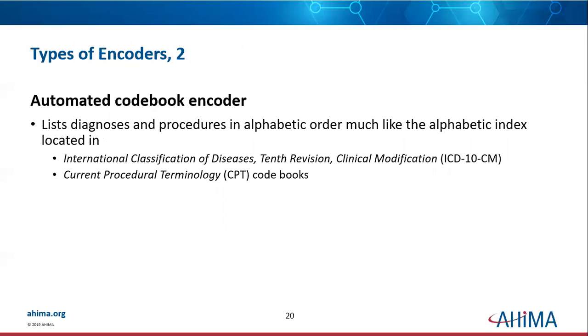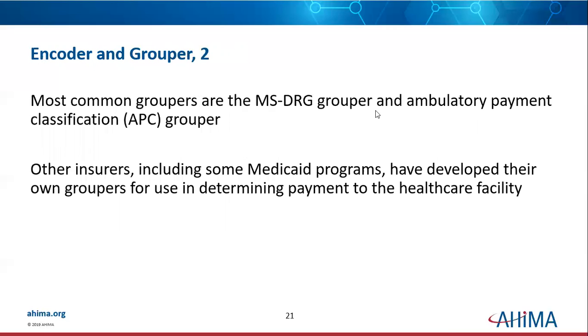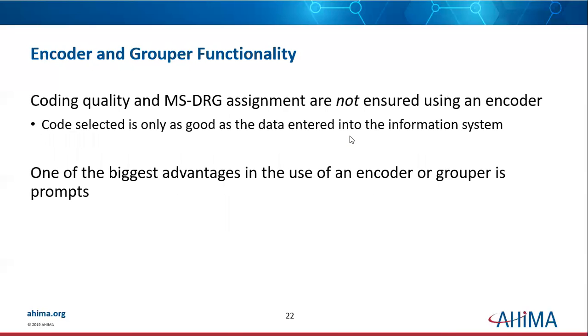What we call the automated cookbook encoder lists diagnoses and procedures in alphabetic order, much like an alphabetic index. And of course, this is based on what? ICD-10 and then CPT. Your most common groupers are the MSDRG grouper, and this is not the private name of the vendor, but these are the types only. And then of course, for your ambulatory patient classification systems, APC. Other insurers include Medicaid groupers, which have been developed in determining payment for healthcare facilities.